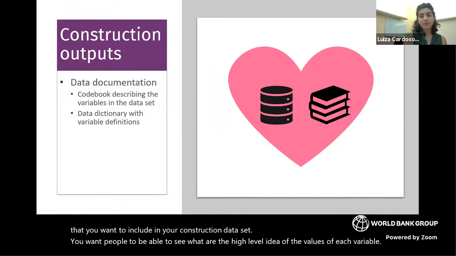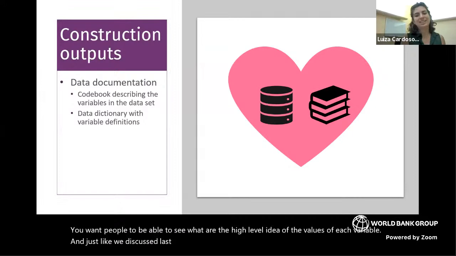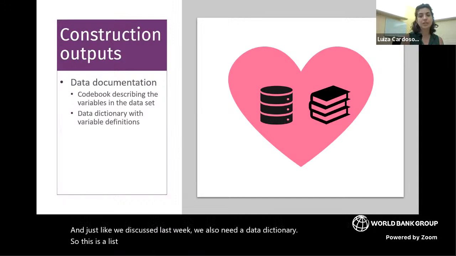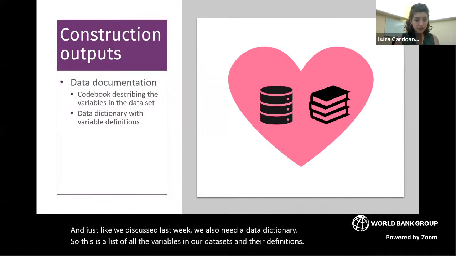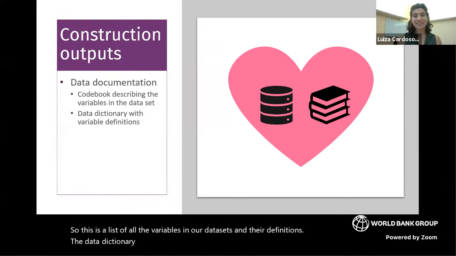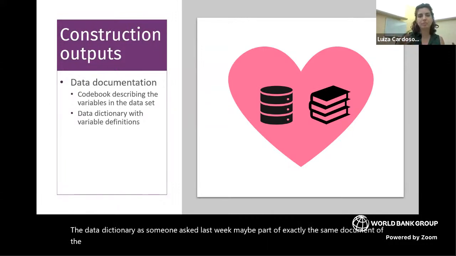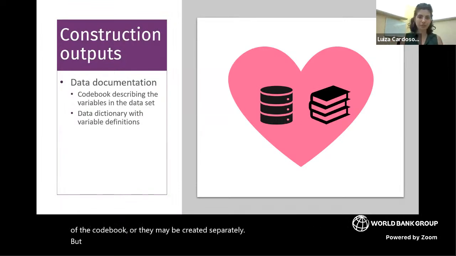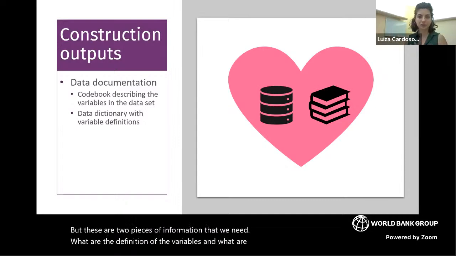And just like we discussed last week, we also need a data dictionary. So this is a list of all the variables in our data set and their definitions. The data dictionary, as someone asked last week, may be part of exactly the same document as the codebook, or they may be created separately. But these are 2 pieces of information that we need: what are the definitions of the variables and what are the values that they contain?